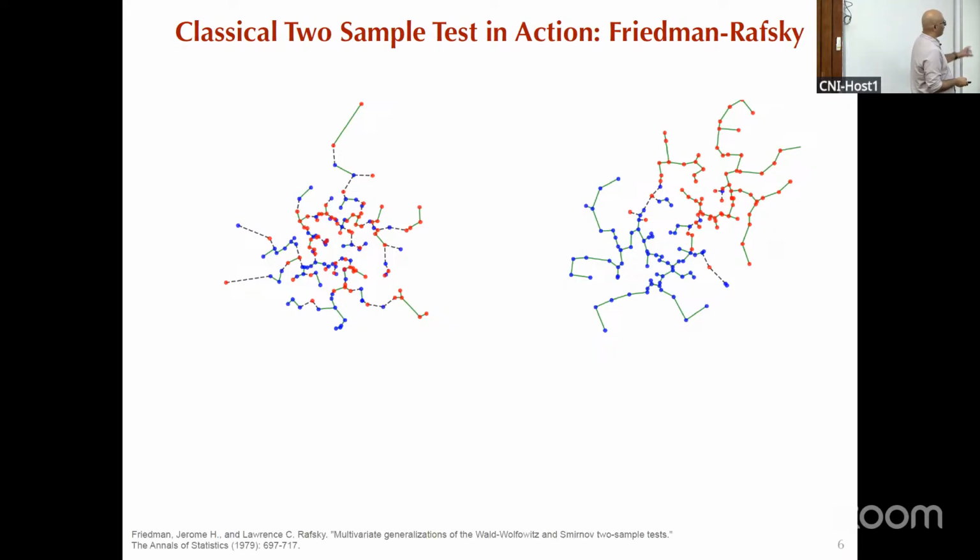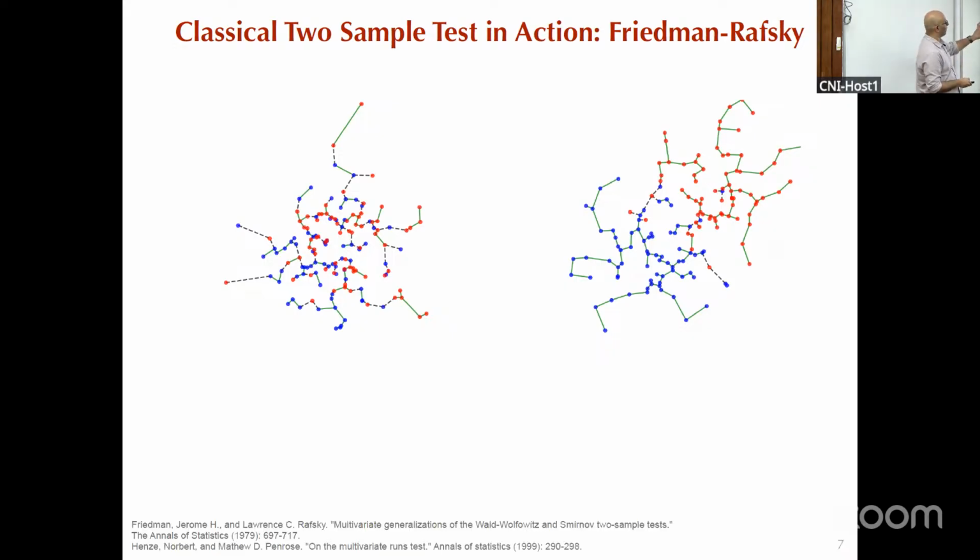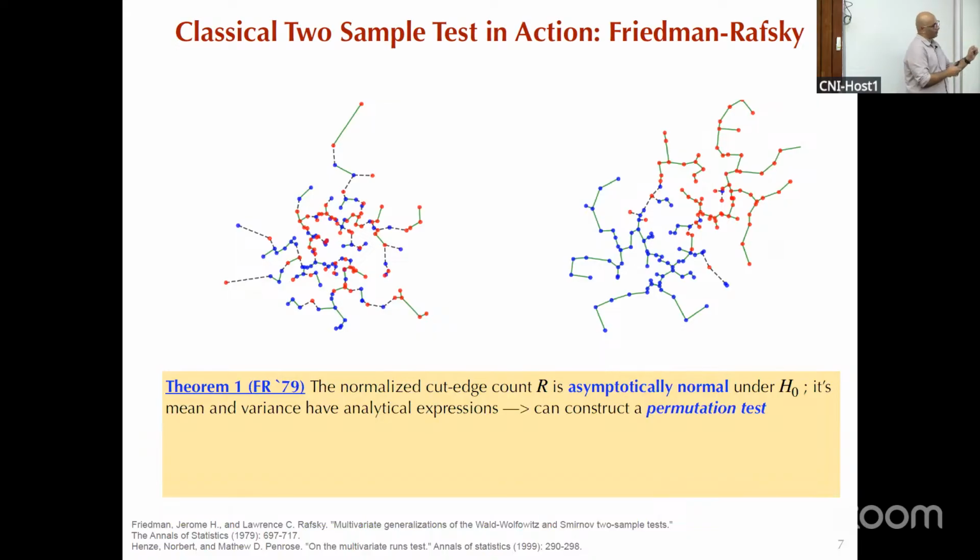I wish there was some text that worked, but okay. At least we have a theorem. At least this part showed up. The theorem is that the normalized cut edge count, we'll call this R, under H0 is asymptotically normal. This is already kind of wild. They're saying that they can show a distribution for the normalized cut edge count, and it is normal with mean and variance that you have analytical expressions for. It only depends on the dimension of the space and the number of points, and we can actually write this down.